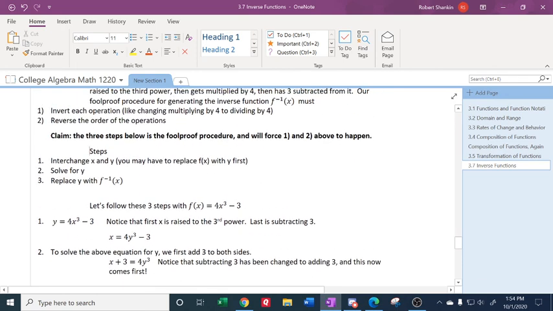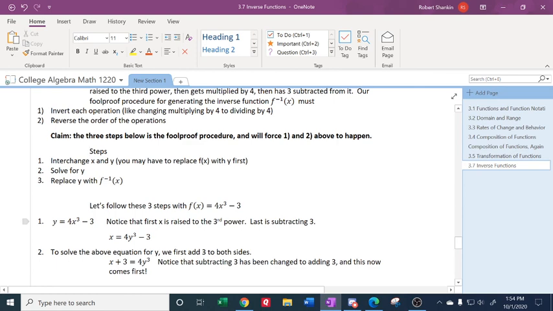So the first step says interchange x and y. First of all, the unwritten step was replace f of x with y. And then to interchange x and y means every time there's a y, write an x, and every time there's an x, write a y. So that's what I did to come up with this: x equals 4y cubed minus 3.